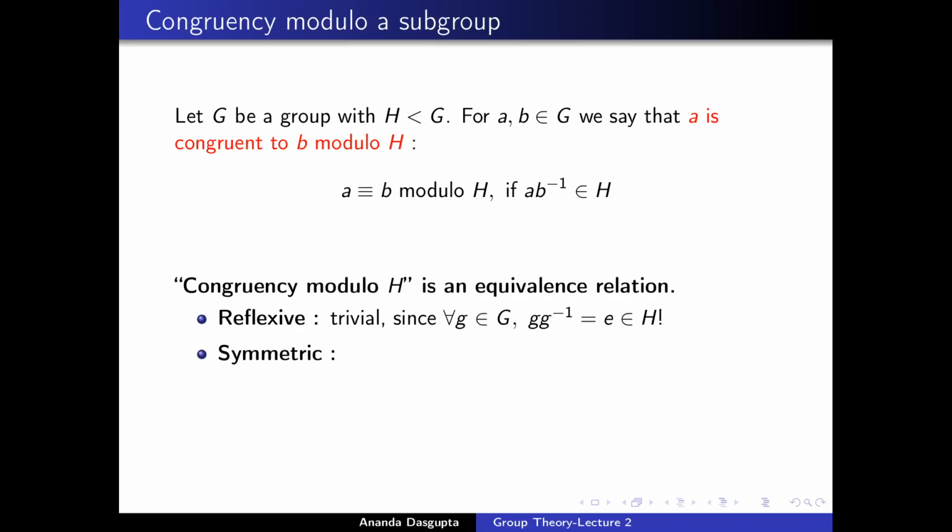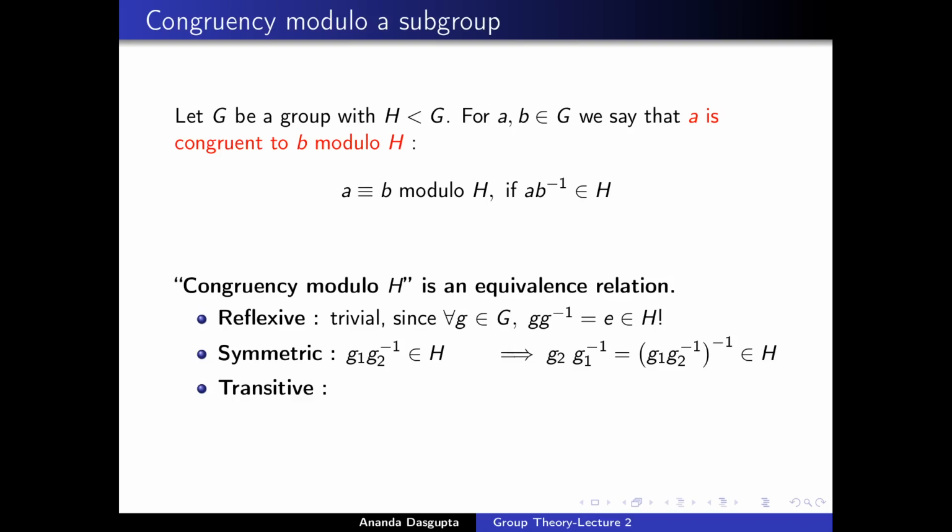This relation is symmetric if A is related to B implies B is related to A. But if g1 is related to g2, so g1 g2 inverse belongs to H, then g2 g1 inverse, which is nothing but the inverse of g1 g2 inverse, has to belong to H.